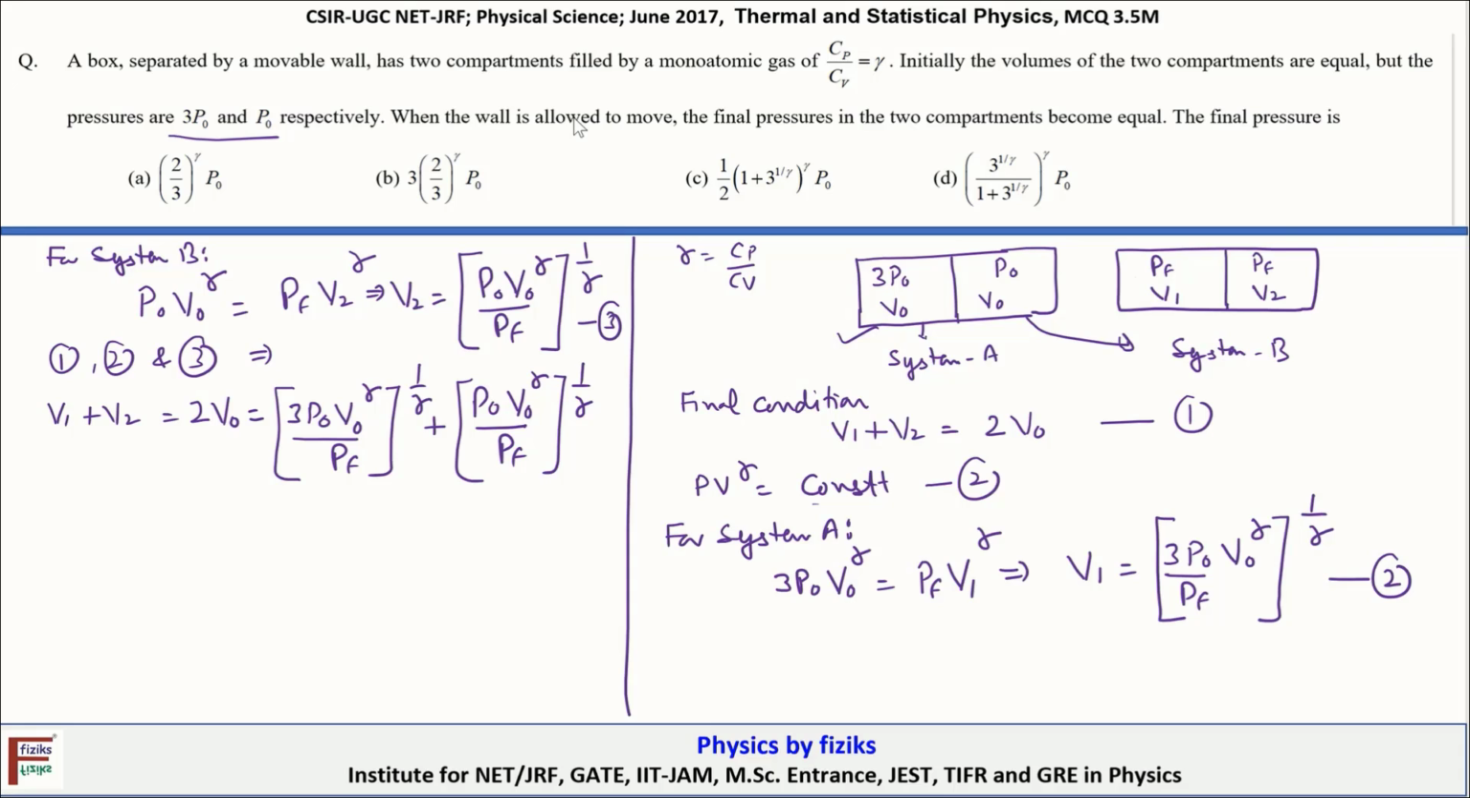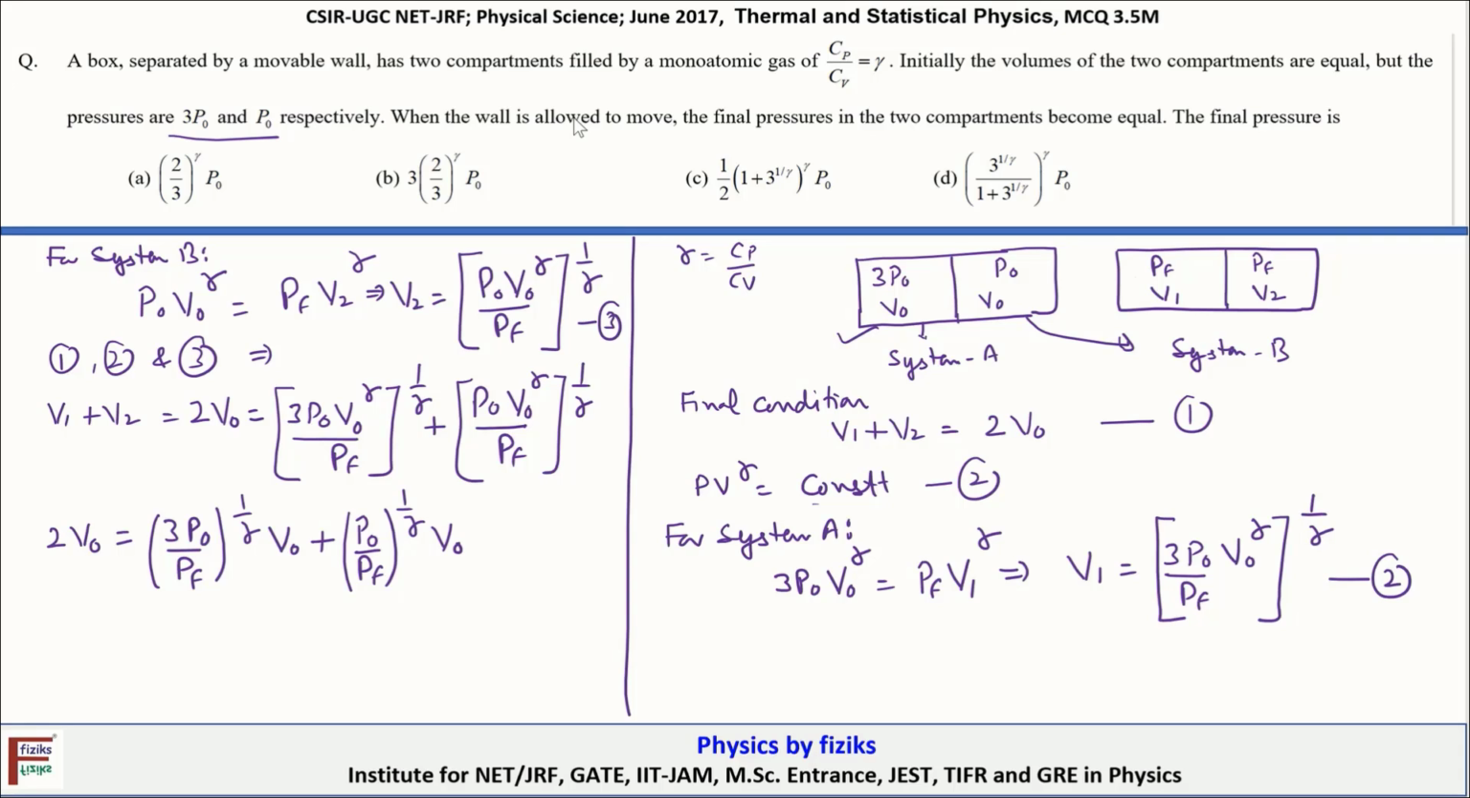Therefore, after solving or rearranging the terms, 2V0 turns out to be equal to 3P0 by Pf and its power 1 by gamma, and V0 power gamma power 1 by gamma, that will be simply V0, plus the second term, in the same way we separate the terms, P0 by Pf power 1 by gamma multiplied by V0.